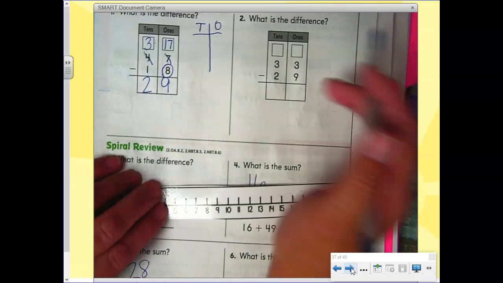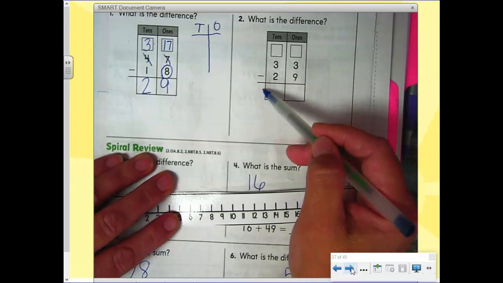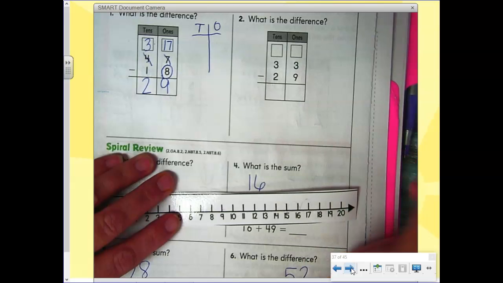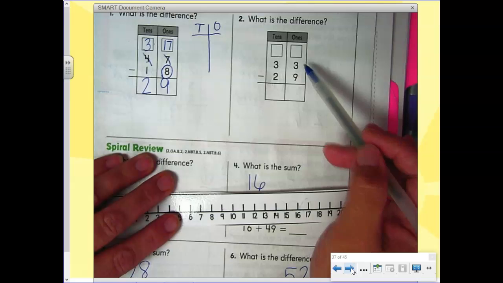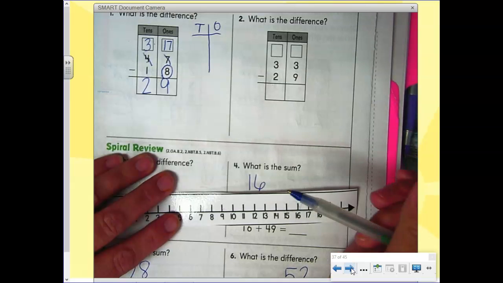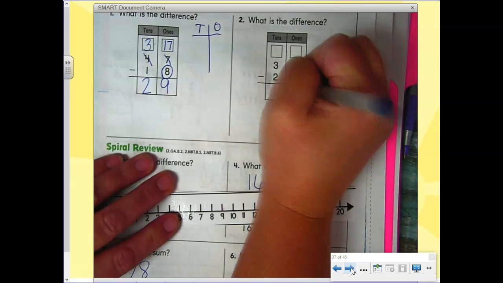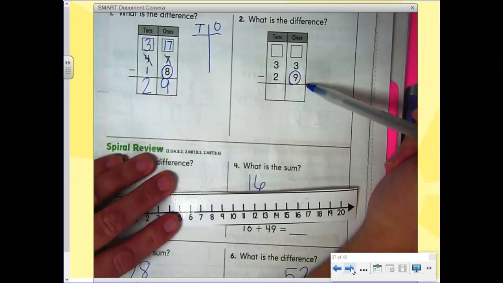All right, let's try number 2. 33 minus 29. Start on the right. Circle your big number. What's our bigger number? It's 9. Where's our bigger number? On the bottom.